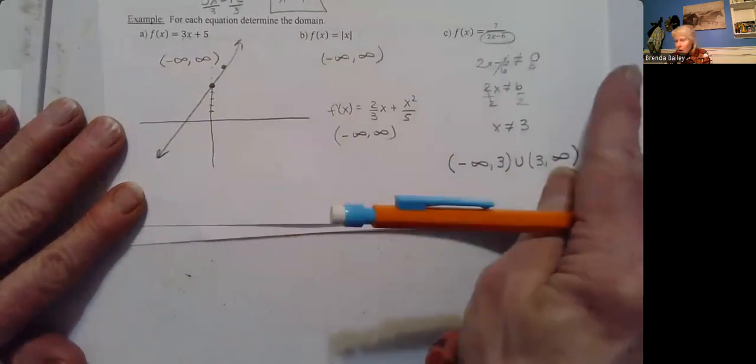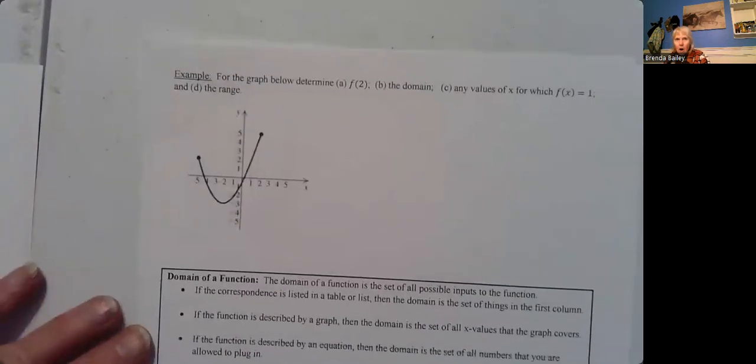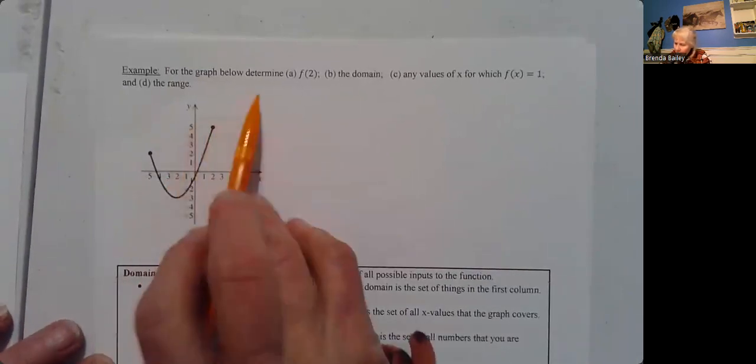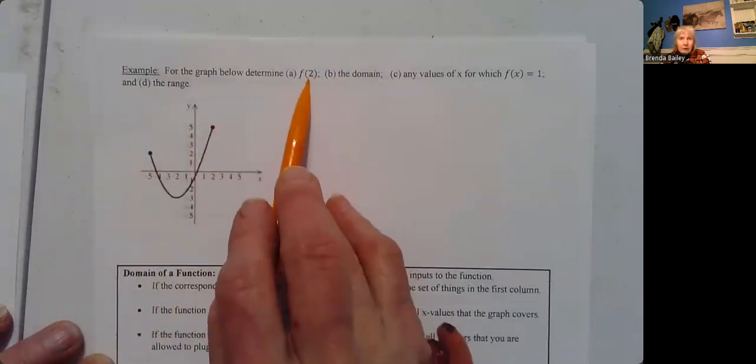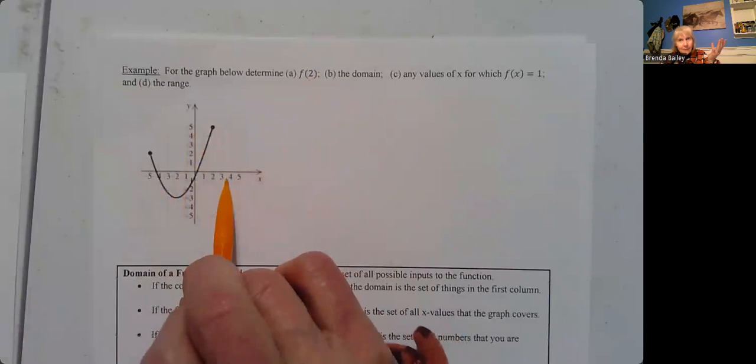Let's push through 3.8. Oh, I like this one. For the graph below, now we're given a graph and we want to find f of 2 rather than an equation. If we had an equation, we would put 2 in for the x's and see what it equals. Well, what if we're just given a graph? Find f of 2.